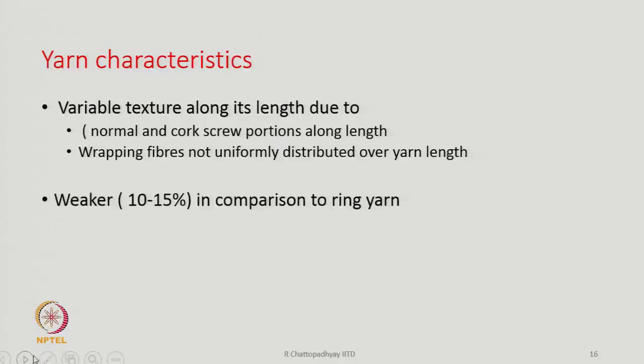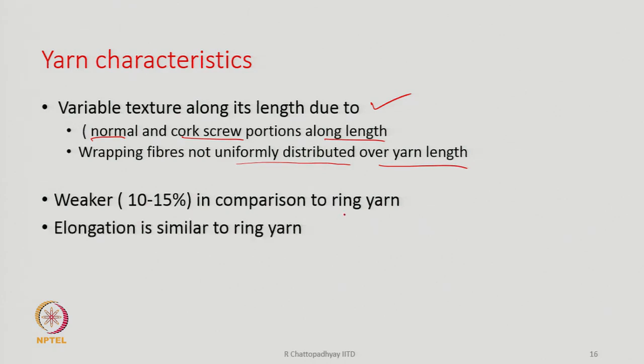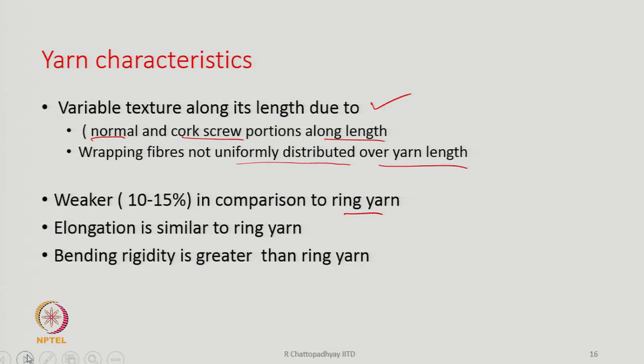Yarn characteristics: the texture of the yarn is variable due to normal and corkscrew portions along the length. Wrapping fibers are not uniformly distributed over the yarn length. So, we will see the texture which is highly variable in nature. The yarns are weaker in comparison to ring yarns. Elongation is similar to ring yarn. Bending rigidity is greater than ring yarn.